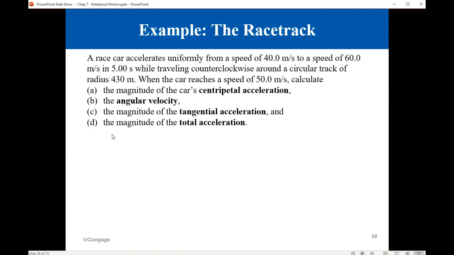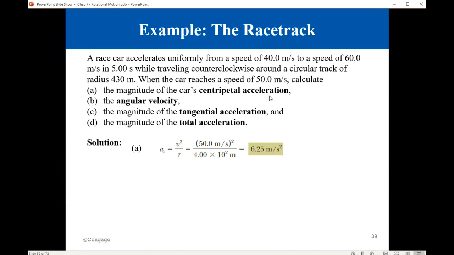Example: a race car accelerates uniformly from a speed of 40 meters per second to a speed of 60 meters per second in 5 seconds, while traveling counterclockwise around a circular track of radius 430 meters. When the car reaches a speed of 50 meters per second, calculate the magnitude of the car's centripetal acceleration. You have circular motion, so there should be centripetal acceleration, the angular velocity, the tangential acceleration, and the total acceleration. Again, this example is just to sharpen our skills with regard to the new variables of motion that we learned about.